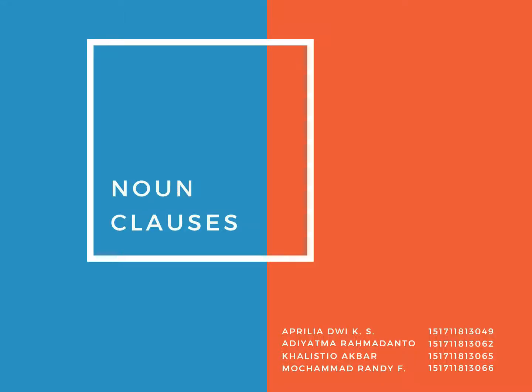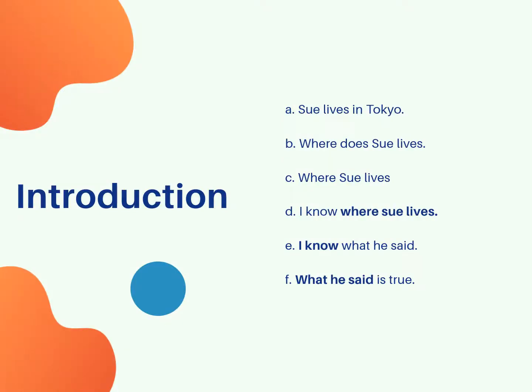So today I'm going to tell you about noun clauses. What is a clause? Well, a clause is a group of words containing a subject and a verb. Let's just take a look at the examples here. She lives in Tokyo. Well, here the subject is "she" and the verb is "lives."